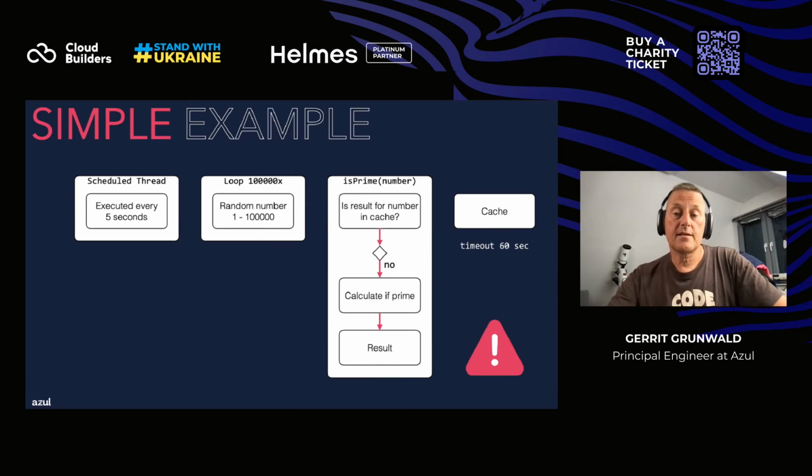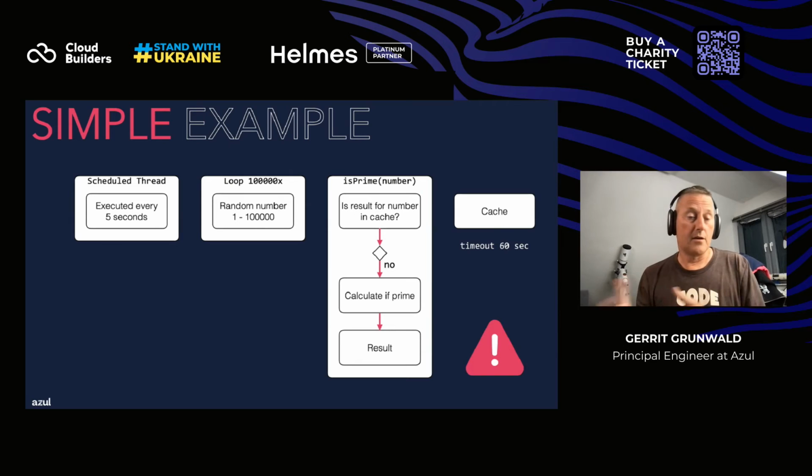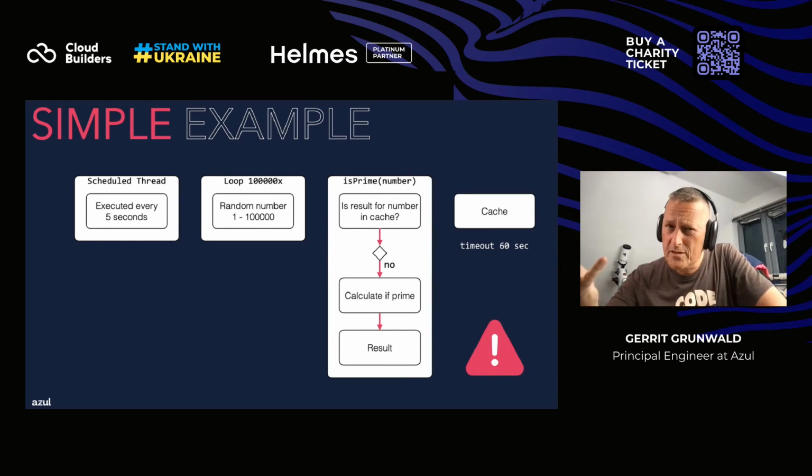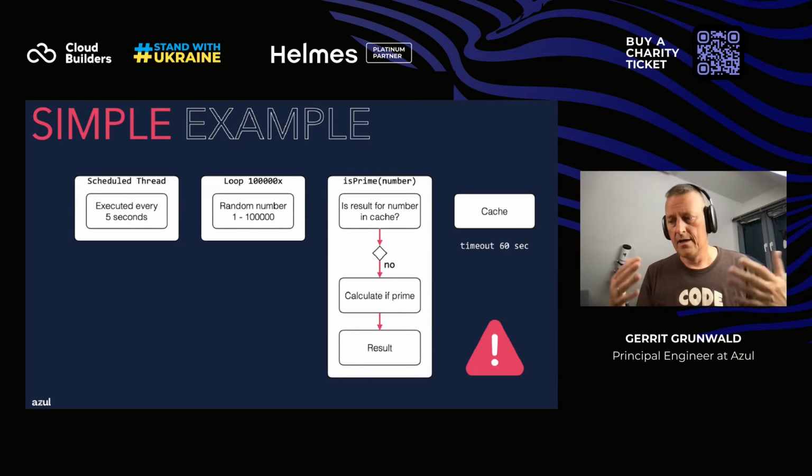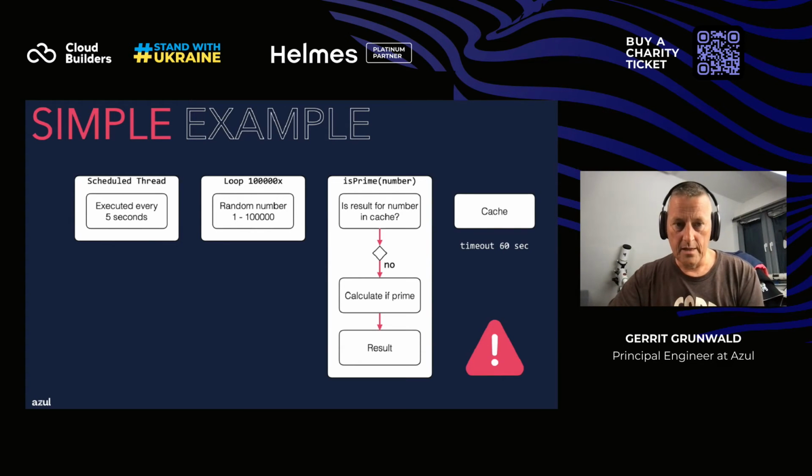And to make it more realistic, every 60 seconds, the cache will invalidate values that are older than 60 seconds and will just wipe them out. Because that's what usually happens in your application too, right? You cache some stuff, and after a specific timeout, the old stuff will be cleaned up. And this is the same in this application.